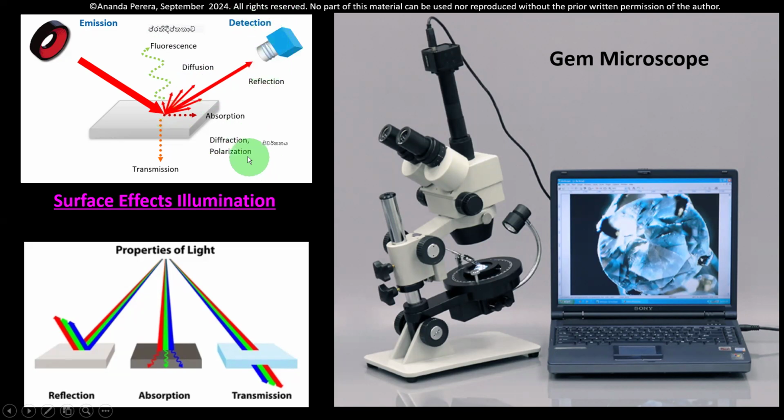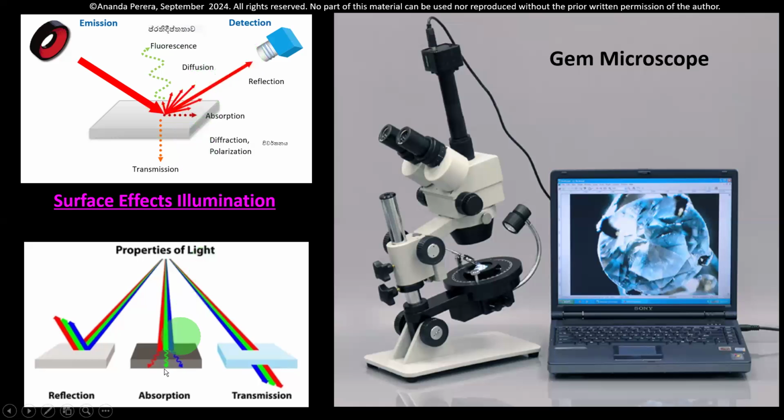Diffraction, polarization. So you have to understand these words: emission, detection, transmission, absorption. This light is transmitted through the material to the other side. Absorption, some will be absorbed by the material. Some will fluoresce. Some will diffuse. After it diffuses inside, we can reflect it. We can detect it. Emission, detection. So you have to understand the words.